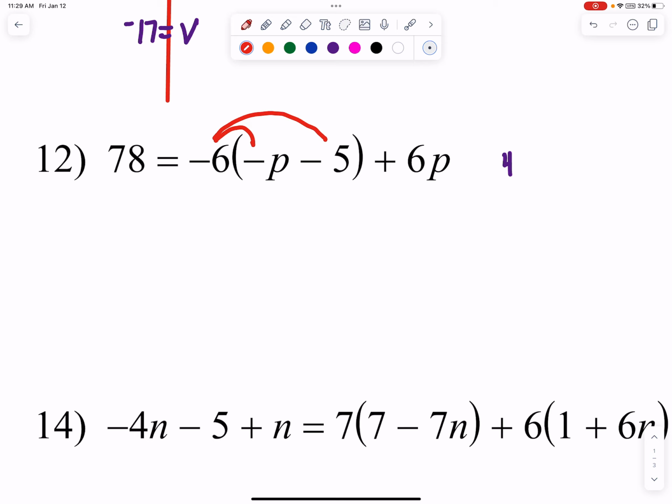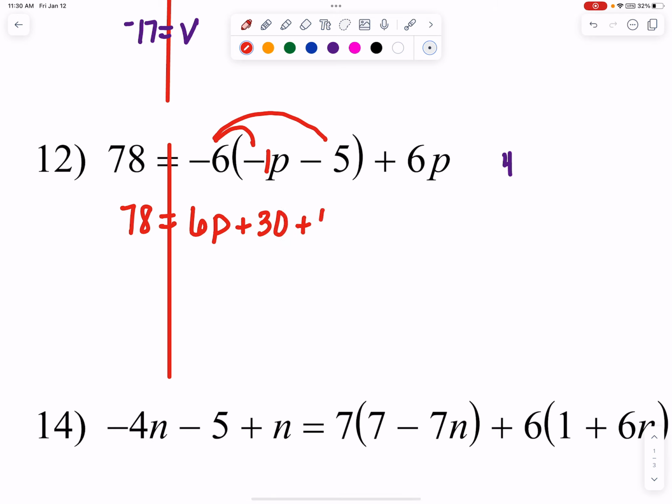All right, number 12, let's go ahead and do this distributing first, okay, because those parentheses are locking us up. We got to get rid of them so we can do our Sadmerg. Okay, so go ahead and separate your workspace so we don't lose track of our sides. 78 equals, again, this is a negative p or negative 1p if that helps you out. Sometimes I like to do that. Negative 6 times a negative 1 is a positive 6p. Negative 6 times a negative 5 is a 30, so plus positive 30. And then we have plus 6p. Okay, all right, let's go ahead and get rid of our 30 by subtracting 30 on both sides.